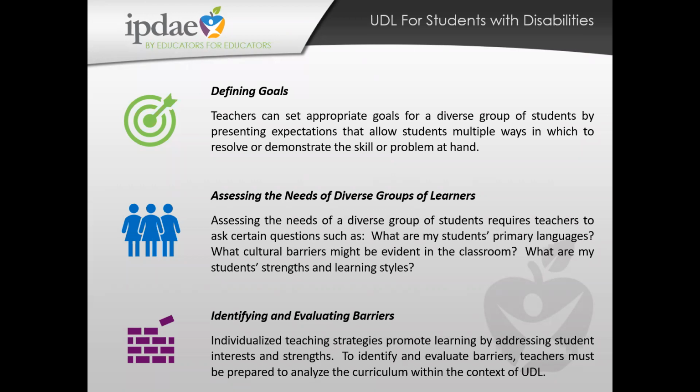To identify and evaluate barriers, teachers must be prepared to analyze the curriculum within the context of Universal Design for Learning principles. Identifying curriculum barriers requires teachers to carefully consider the format and delivery method in which state standards are presented and determine whether special considerations have been taken for the unique needs of their diverse student population. Consideration for multiple avenues of action and expression, as well as different mediums to provide a variety of ways in which to engage with content, are necessary during the evaluative stage.